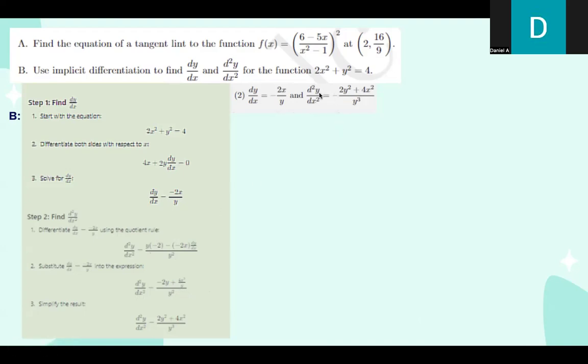So d squared y over dx squared equals (-2y^2 - 4x^2) over y^3. Let me correct what I said earlier for the other answer, step 1 from here to here: dy/dx equals negative 2x over y. I didn't see the subtraction sign.